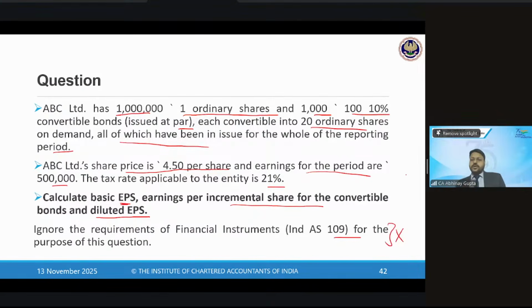Okay. So this is the question. You need to compute 3 items. Number 1, the basic earning per share. Number 2, the incremental share for the convertible bond. Number 3, the diluted earning per share. Would you like to try your hands on this? Okay, so I'm giving you 5 minutes. Just read the question carefully again and then try.